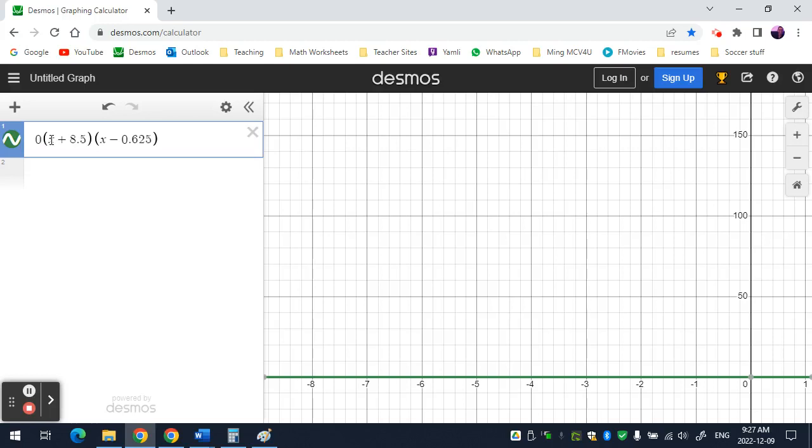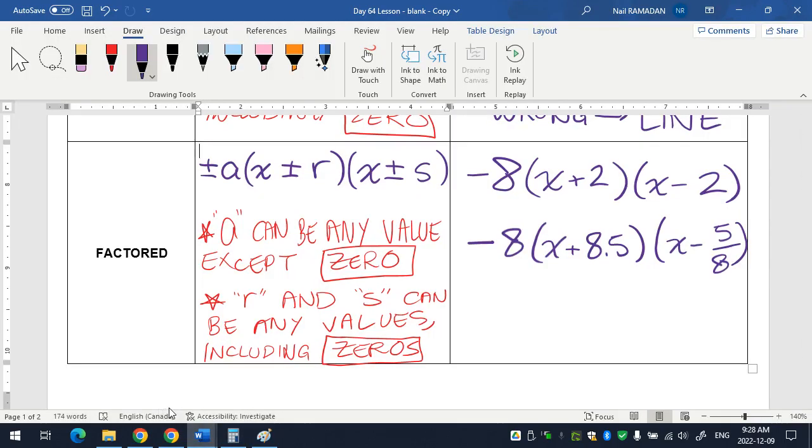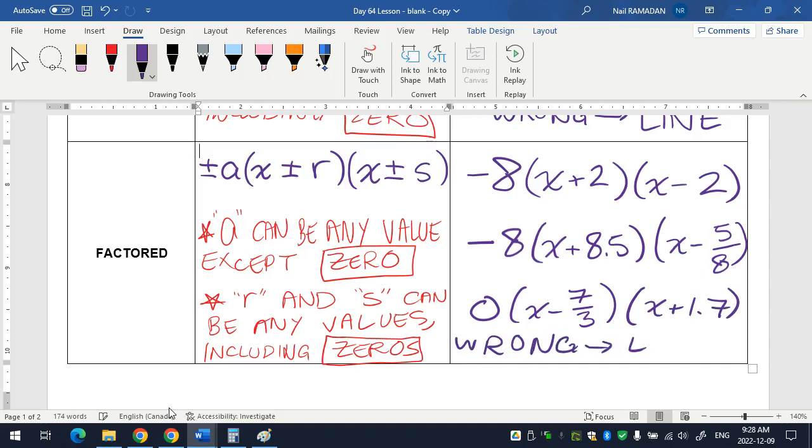y equals 0. Look, I don't even have to look at this line. y equals 0, same thing, which means you're just walking on the ground. No up, no down, no curving, nothing. So let's write an example here. I'm going to write a generic example. I'm going to say 0x minus 7 over 3 times (x + 1.7). Wrong. This is a what? This is a line. Done.